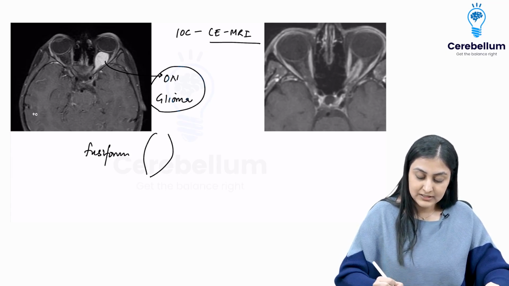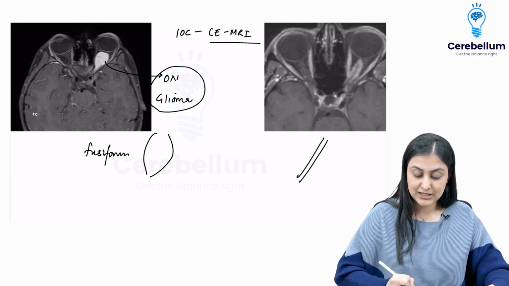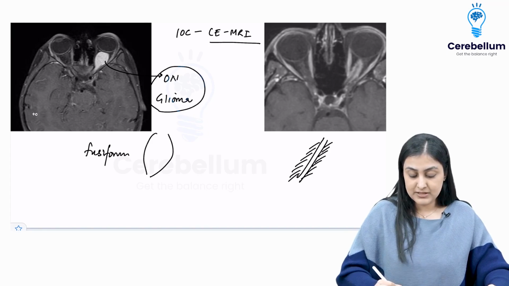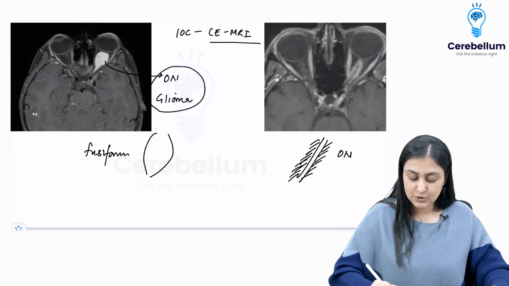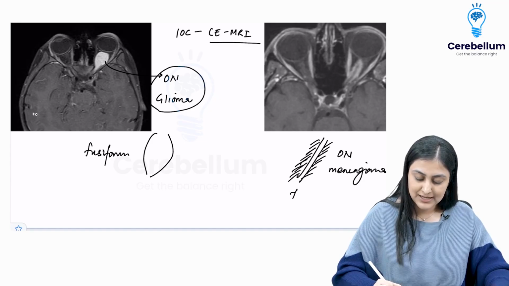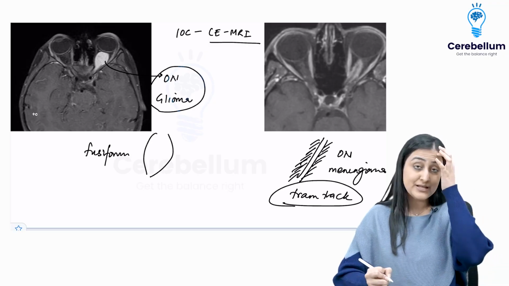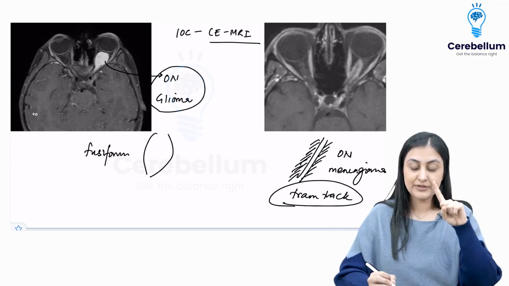On the other hand, in the other one, you are having the optic nerve seen separately. So this is again the left side. You are having this tumor encasing the nerve on both the sides. So this is an optic nerve meningioma, and this is called the tram track appearance. Again, lots of places where we see tram track, isn't it? Let's recall all of them.